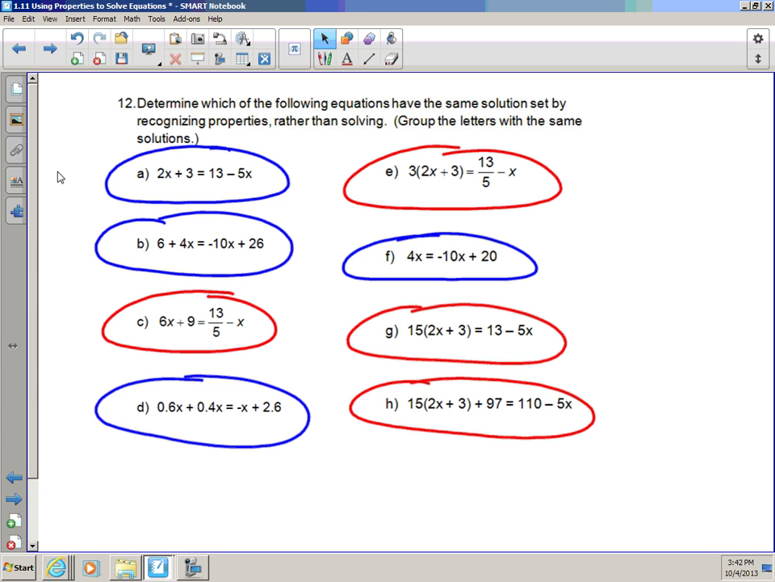So the point of today's lesson was to understand specifically what properties are used when you are solving an equation. And you need to be able to justify and identify what those properties are.